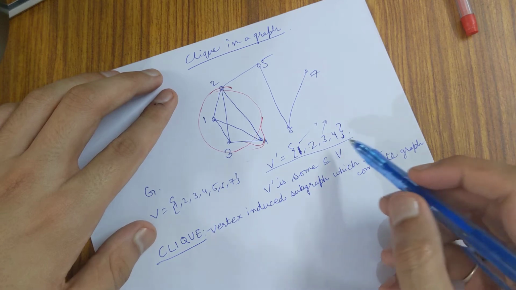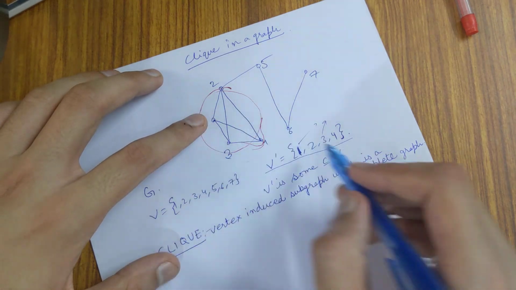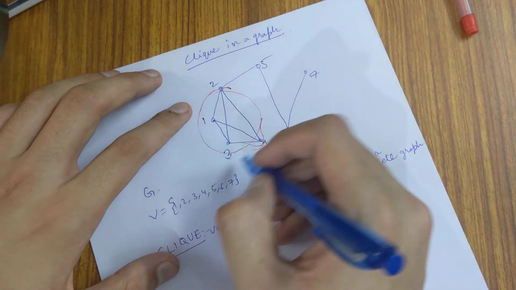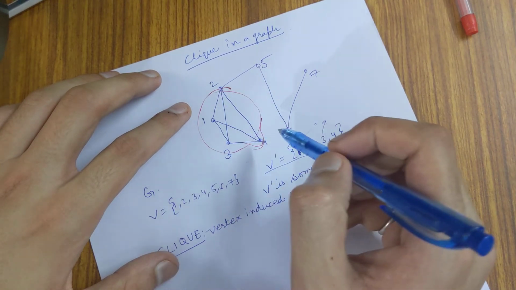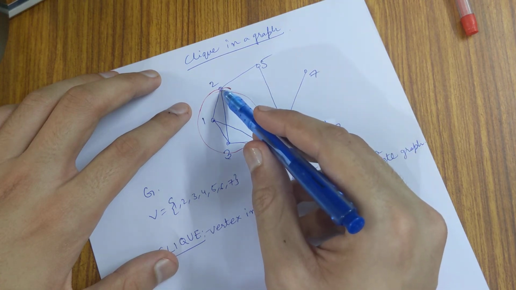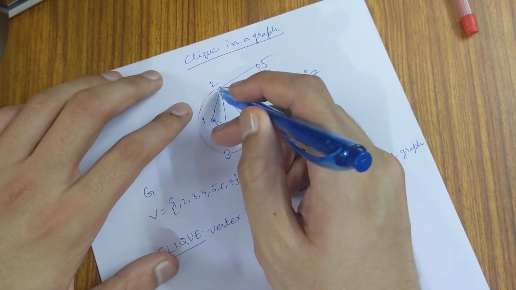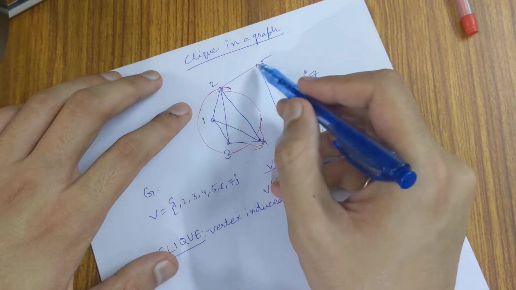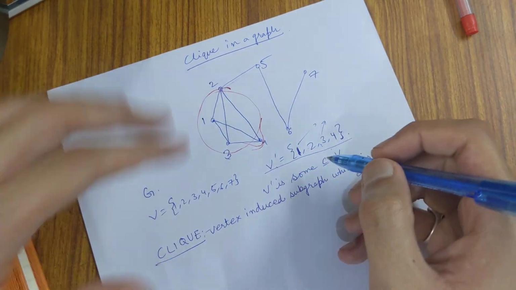This is a formal definition. In simplest terms, we take a subset of vertices and all the edges present in the original graph connecting those vertices, where both endpoints of the edges are in the subset. Like this edge will not be considered, because 2 is an endpoint which is present in V dash, but 5 is not present in V dash. So we are just considering those edges whose both endpoints are in V dash.